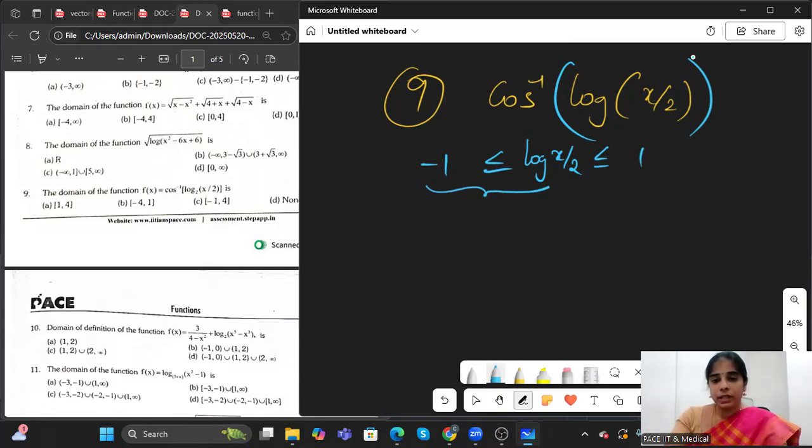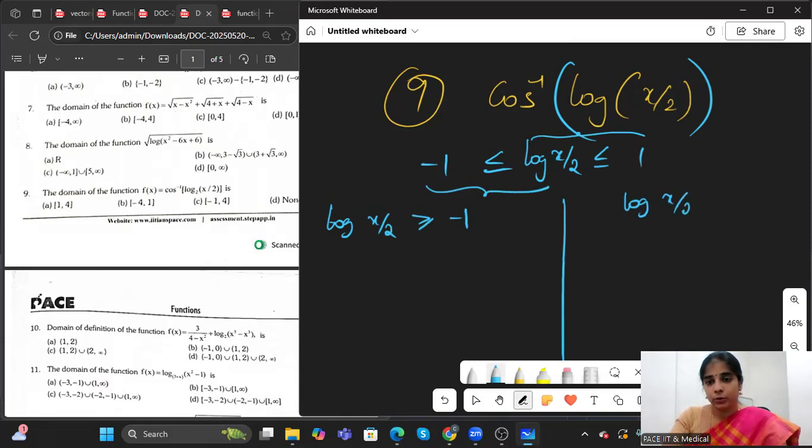So this will be my case 1 and that will be my case 2. I am writing log x by 2 greater than or equal to minus 1 under case 1, and log x by 2 less than or equal to 1 under my case 2.